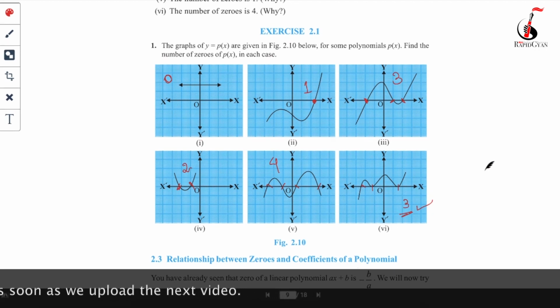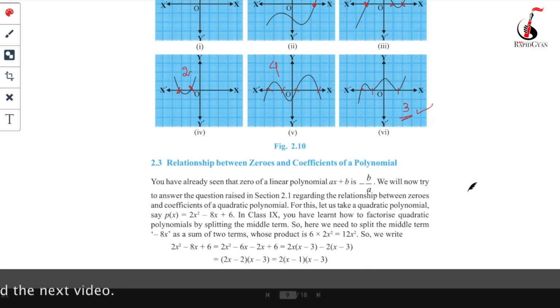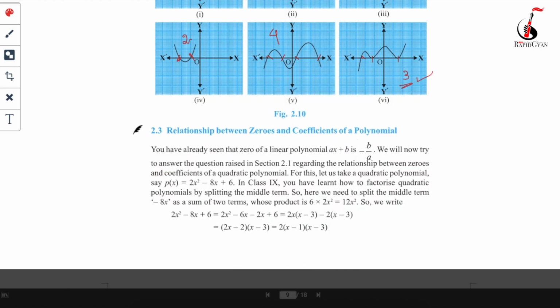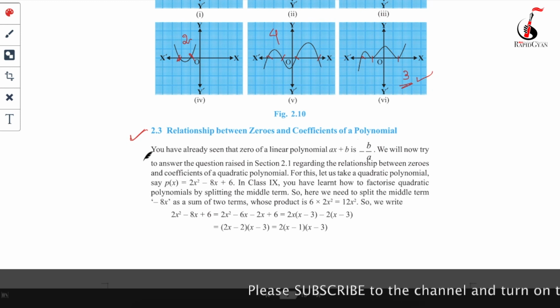So with this I am wrapping up this class. In the next class I will be starting with the next topic, which is the relationship between zeros and the coefficients of the polynomial.